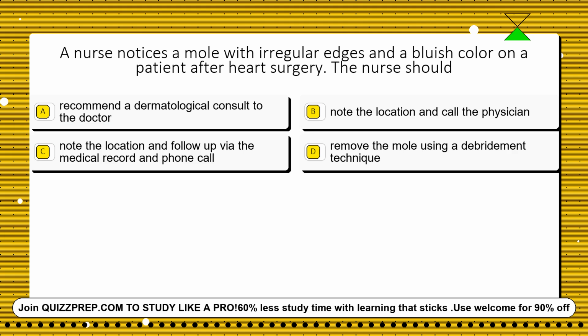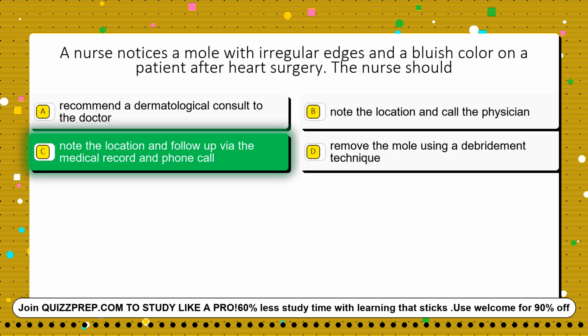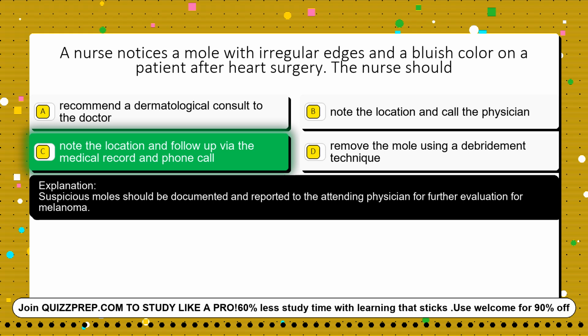Question 64. A nurse notices a mole with irregular edges and a bluish color on a patient after heart surgery. The nurse should: Option A, recommend a dermatological consult to the doctor. Option B, to note the location and call the physician. Option C, note the location and follow up via the medical record and phone call. Option D, remove the mole using a debridement technique. The correct answer is option C, note the location and follow up via the medical record and phone call. Suspicious moles should be documented and reported to the attending physician for further evaluation for melanoma.